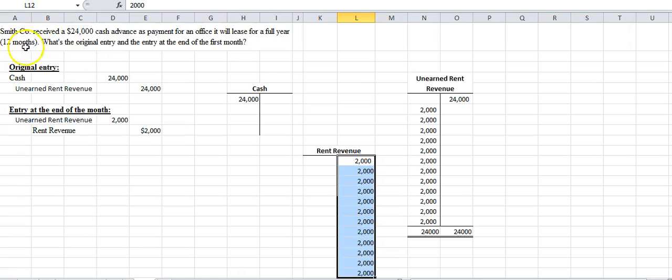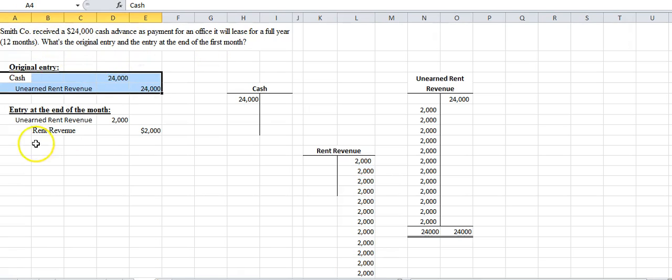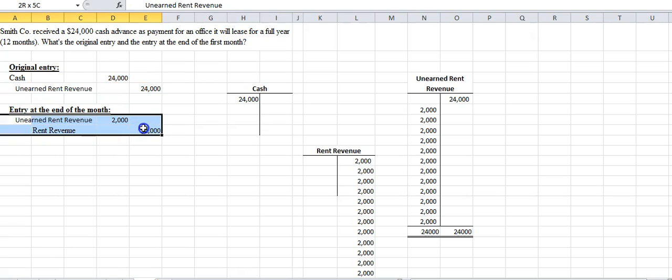Okay, but the question said, what was the original entry? This is the original entry, and the entry at the end of the month is this one, right? Every month you're going to do this entry. You're going to recognize a portion of your revenue.